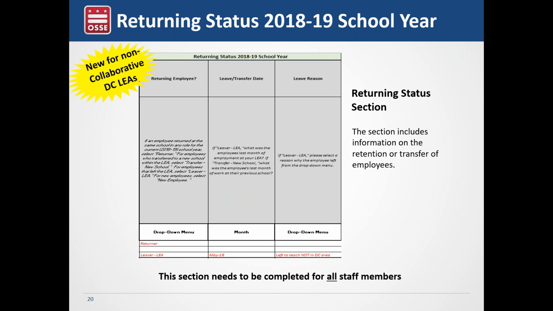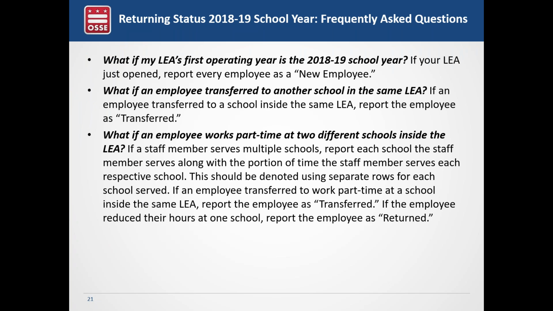But if you're not part of the staffing data collaborative, you will be receiving the rosters that you submitted last year back. And for this section, the only thing you have to do is look at the drop downs and say if this person is a returning staff, if they're a new staff, if they left your LEA, if they transferred to a different school, the date and the reason of their transfer. We're trying to capture here why our staff are leaving DC schools.